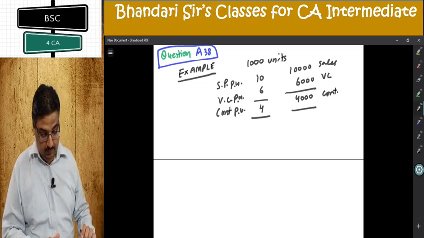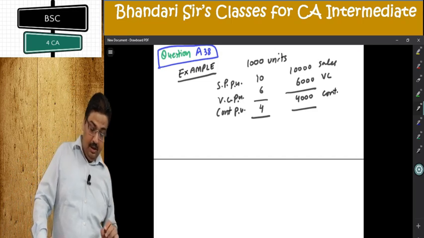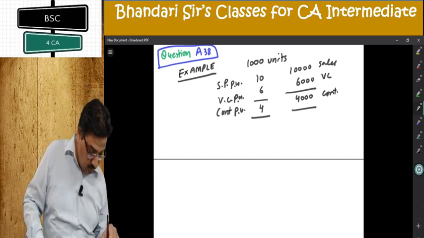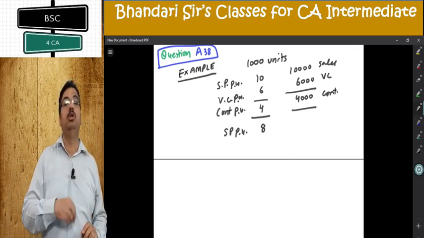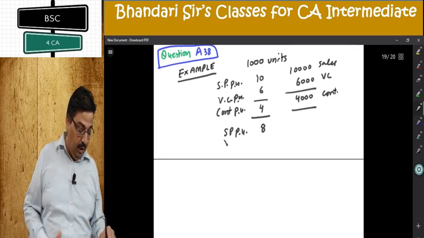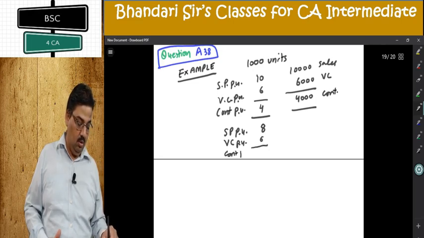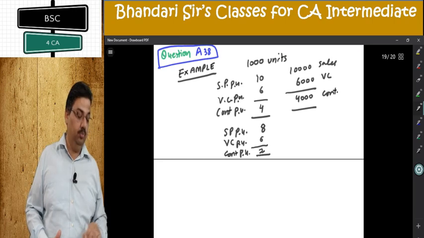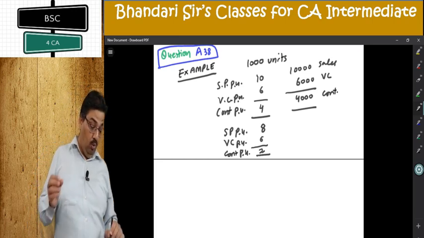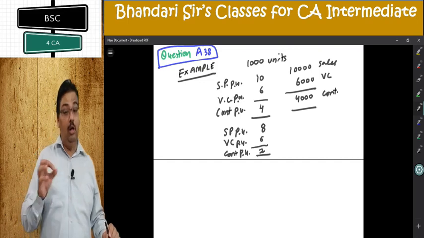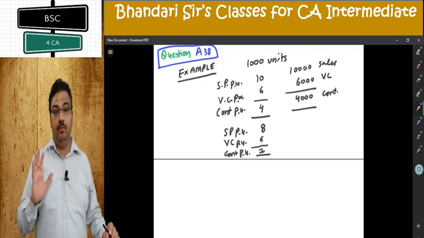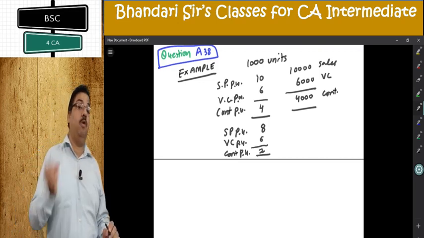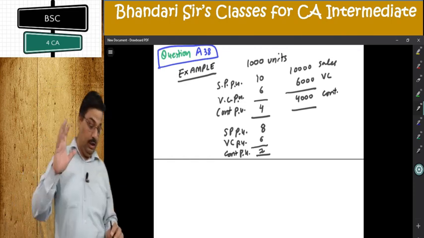What he wants is a 20% reduction in selling price. Selling price per unit becomes 8; 10 reduced by 20% becomes 8. Variable cost per unit remains the same at 6. Contribution per unit becomes 2. Now, you want your total contribution to still be 4,000. Only then will profit remain the same. Offsetting means having no impact on profit. If profit is the same and fixed cost is the same, total contribution has to be the same.